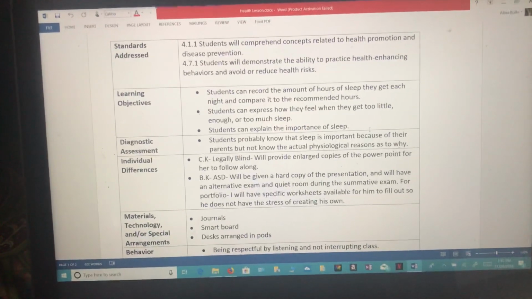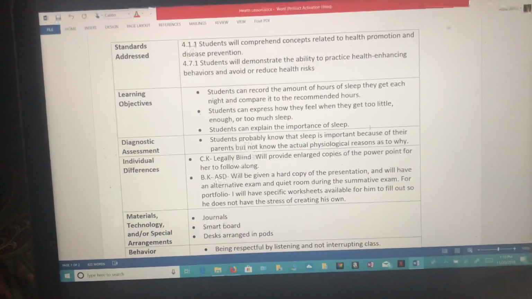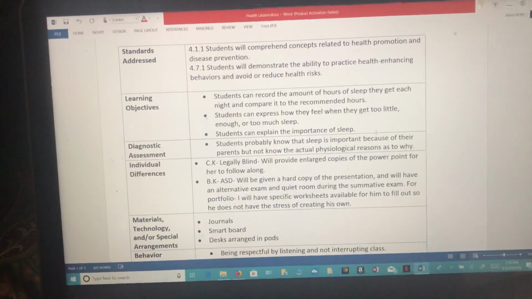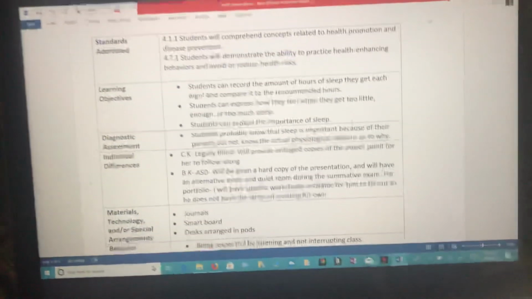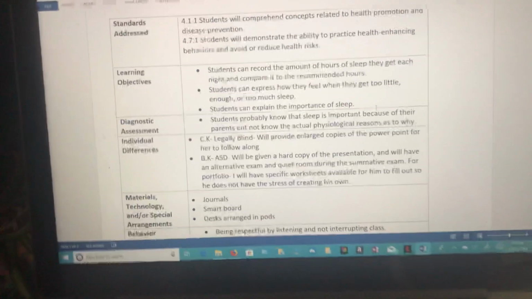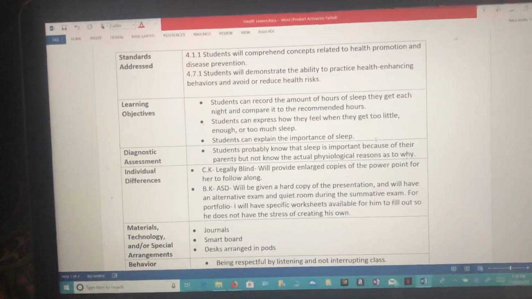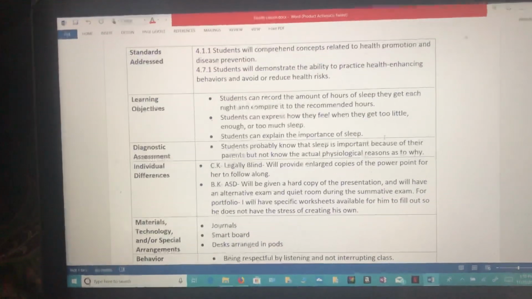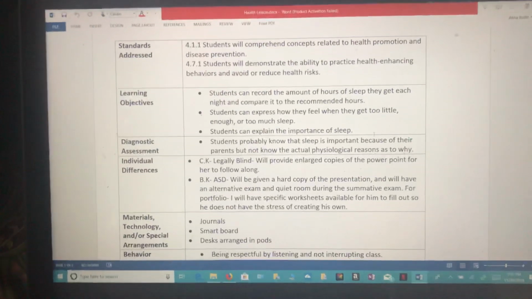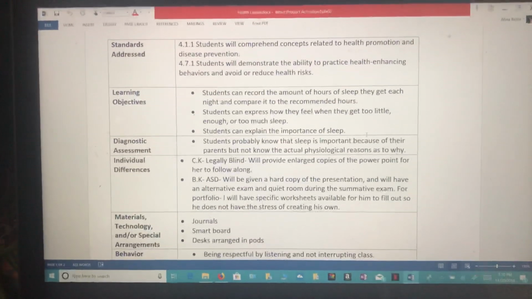My learning objectives were students can record the amount of hours they sleep each night and compare it to the recommended amount of hours that they should have each night. And then students can express how they feel when they get too little, enough, or even too much sleep. And students can explain the importance of sleep.